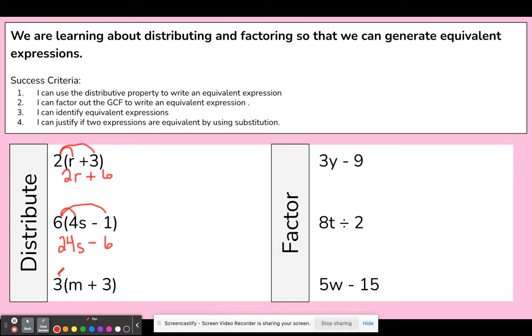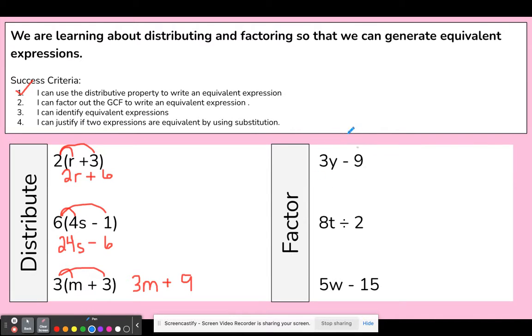The last one, I'm going to distribute. I am going to pass the 3 out to everything inside. 3 times m becomes 3m. Side by side means multiply. 3 times 3 becomes 9. Keep the plus in the middle. So that's the distributive property. We use the distributive property to write equivalent expressions. This expression is the same as this expression. They're just written different ways. That's our first skill. Now, the next skill deals with factoring, and it's where we're going to go the opposite way.